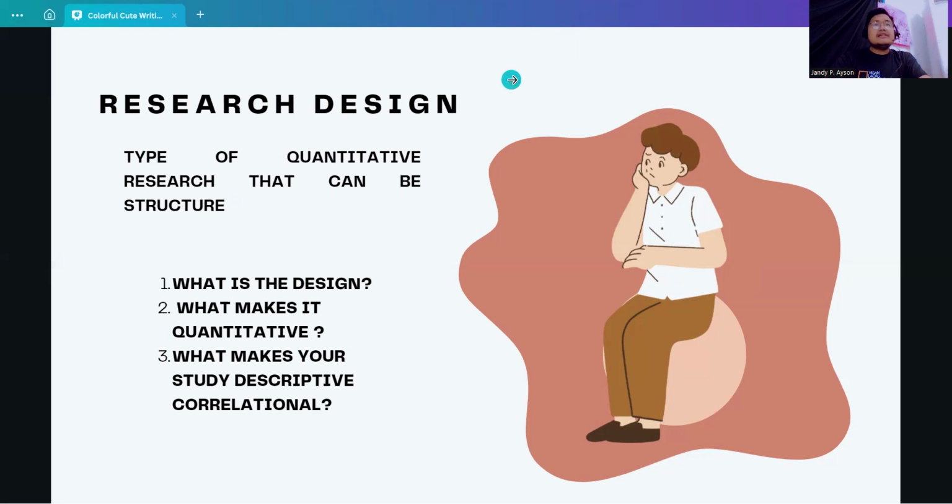So, para sa ating research design, tatlong tanong lang para magawa niyo siya ng maganda at maayos. Number one, what is the design? Ano yung design ng research paper ninyo? And that is descriptive correlational. If I'm not mistaken, all of the researches that I was able to approve is descriptive correlational. Number two, what makes it quantitative research? And number three, what makes your study descriptive correlational?